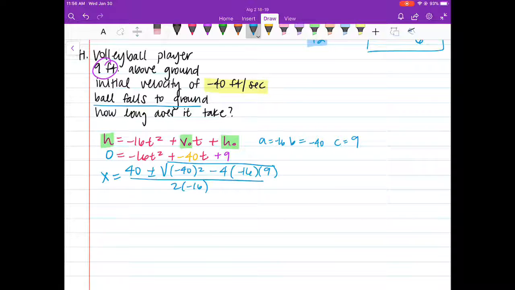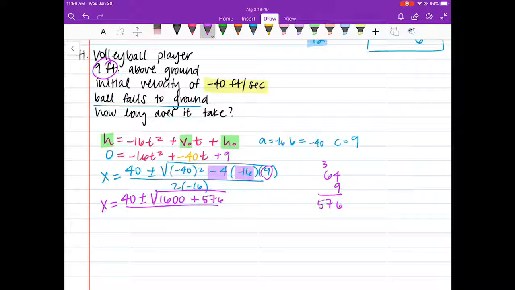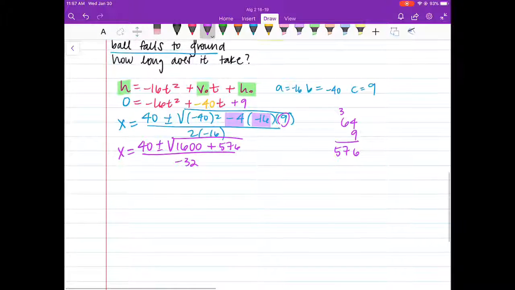So again, I'm going to go ahead and continue to reduce and simplify, make it look slightly better, and then eventually I will plug it into my graphing calculator so that I get an answer that actually makes sense. So I have x equals 40 plus or minus the square root of negative 40 quantity squared gets me positive 1600, and then negative 4 times negative 16 is 64 times 9. 4 times 9 is 36, 54, 57, 576. All over 2 times negative 16, negative 32.